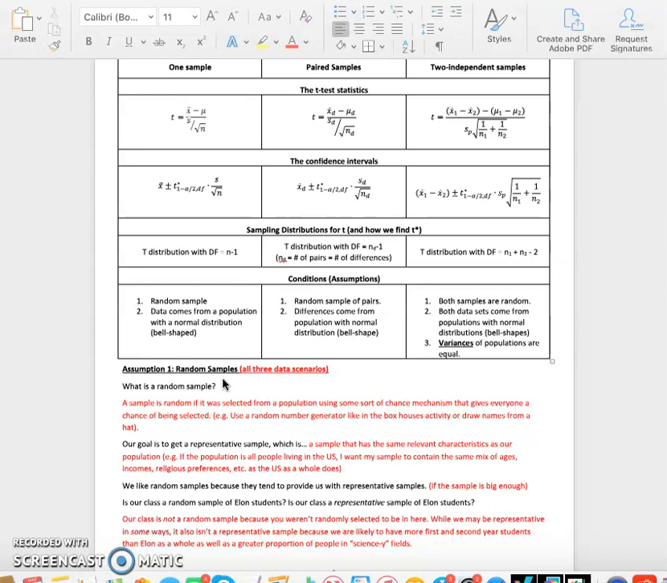So for example, if the population is all people living in the US, I want to make sure that I've got young people and old people, I've got people with all different incomes, I've got all different religious preferences and things like that, but I want them to be in sort of the same proportions that you would see in the US. And the thing that random samples do is they make it so that nobody is favored more than anyone else.